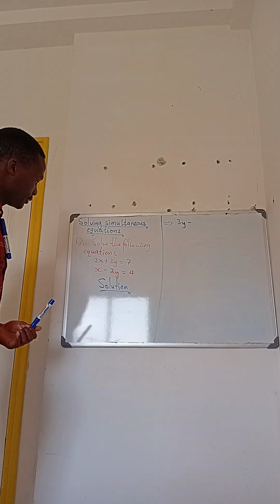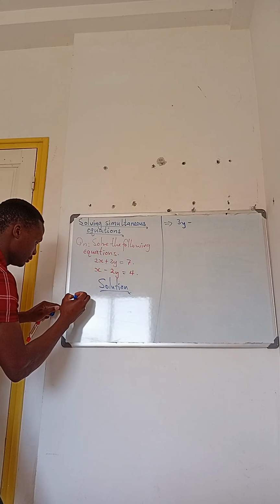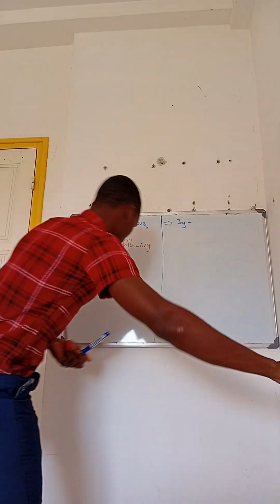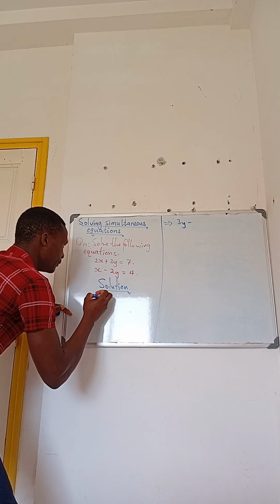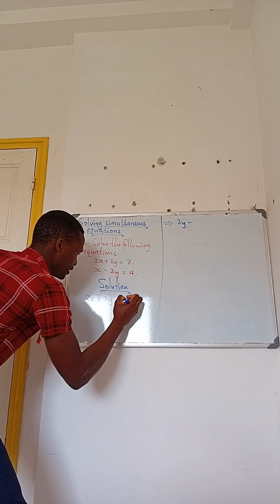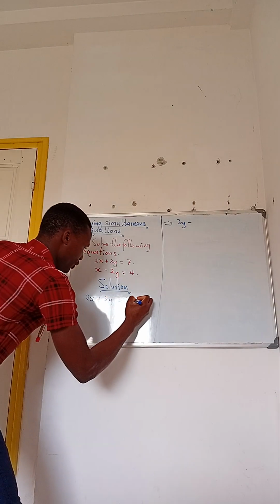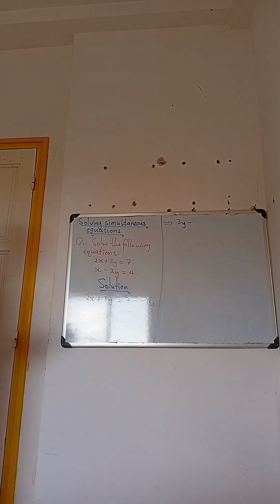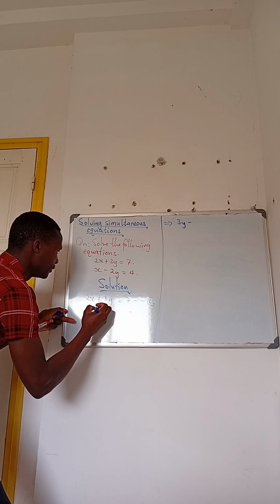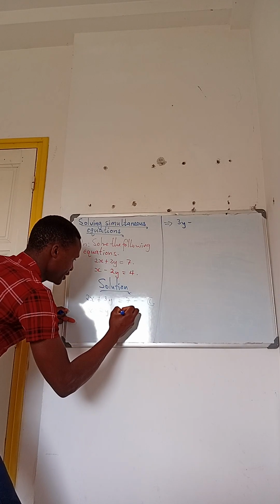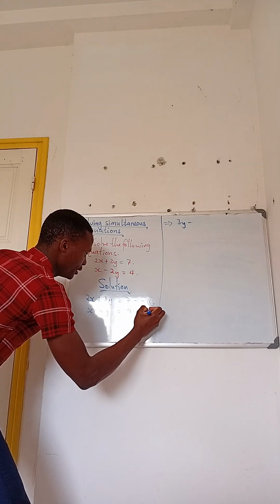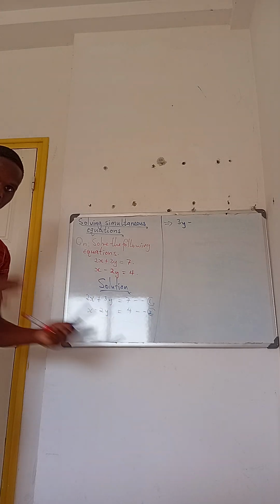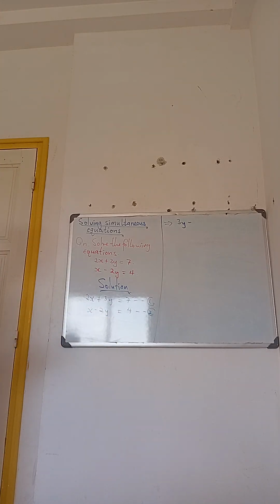So we write 2x plus 3y is equal to 7. Then you label it equation 1. Okay, don't forget to label your equations. Then this one is x minus 2y is equal to 4. This will be equation 2. So we have already labeled. So what's next now?